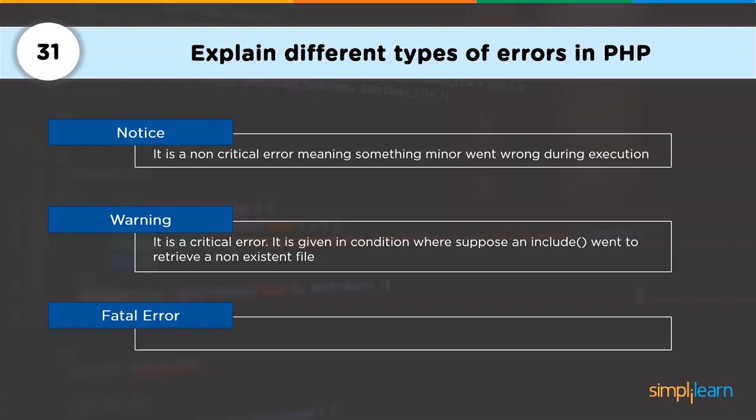So suppose you use an include function and the file does not exist, it will display a warning. And the final is a fatal error. So it is a critical error resulting in termination of the code.